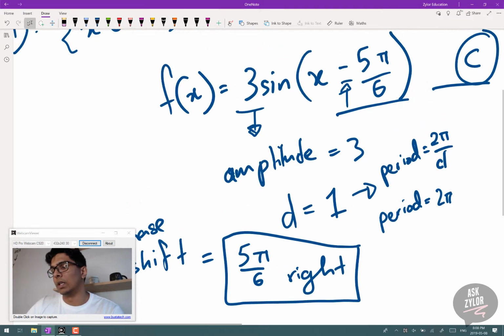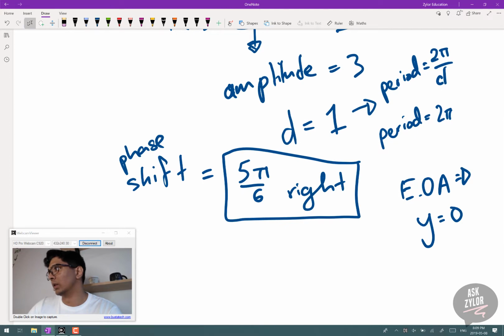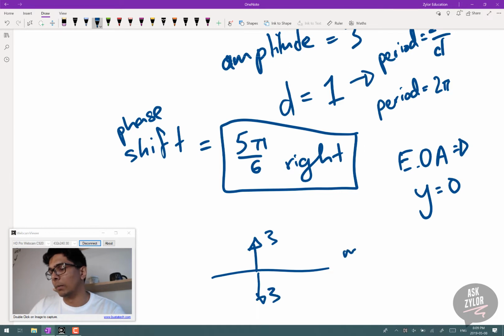Okay? And there's no number adding at the end, meaning there's no c value. So that tells me my equation of axis is just y is equal to 0. So if my c value is 0, that means my amplitude is going to be going upwards by 3 and downwards by 3. So I can find the max and min. So my max will be 3, my min will be negative 3.